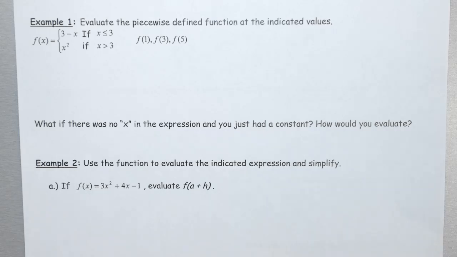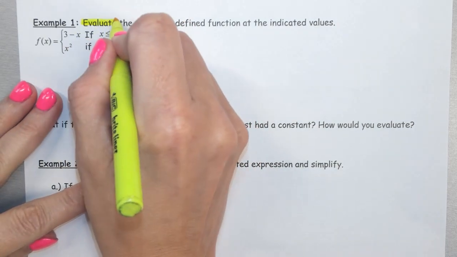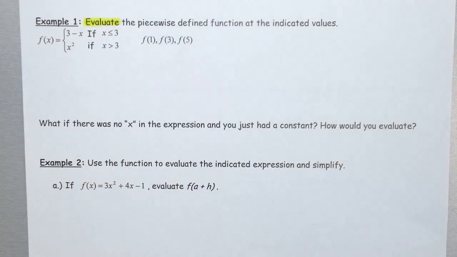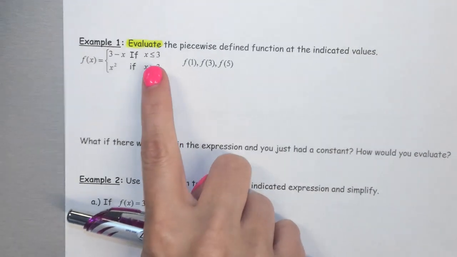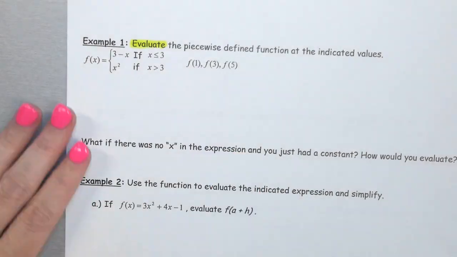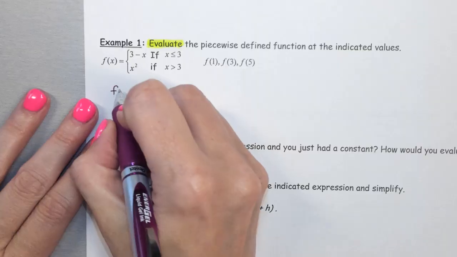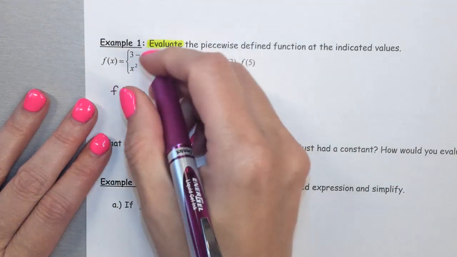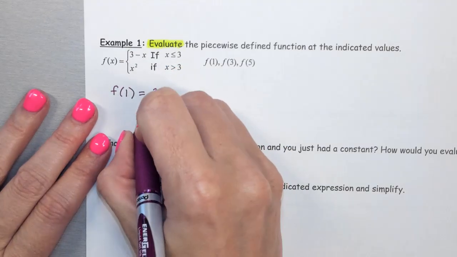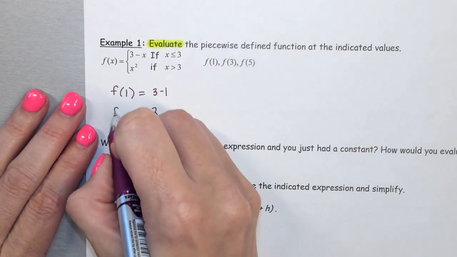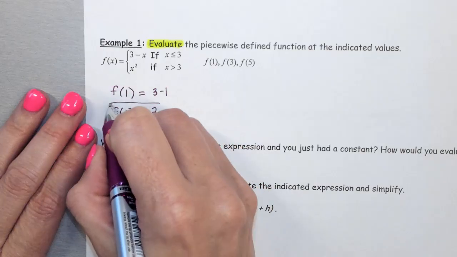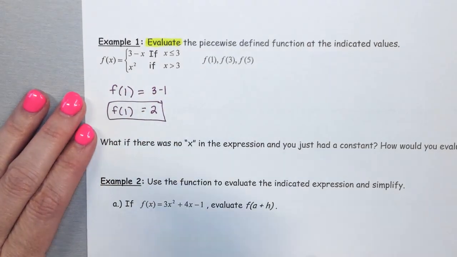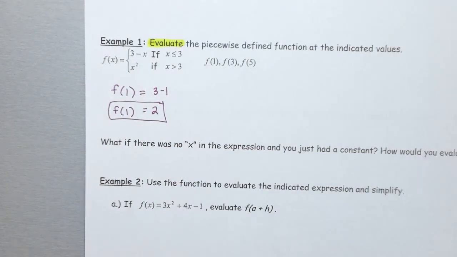When we are evaluating, we just have to find which part of the domain the value fits into. So for f of 1, it's going to fit into x is less than or equal to 3. All we have to do is substitute 1 in for x. So instead of 3 minus x, I have 3 minus 1. That's going to be 2, and then we would write our answer in function notation. So f of 1 is equal to 2.